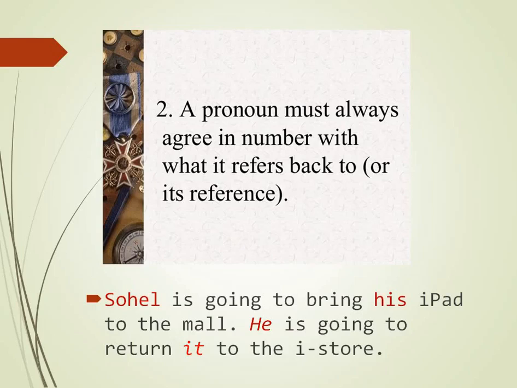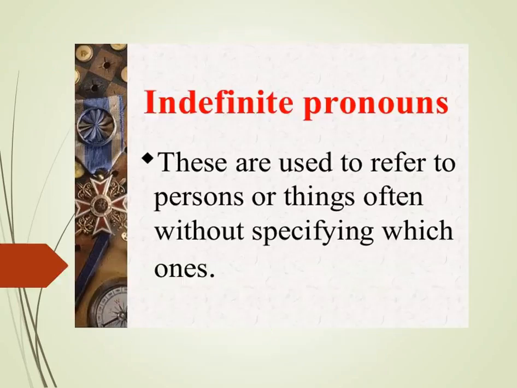The first sentence would be like this: Sohail is going to bring his iPad to the mall. The second sentence should be: He is going to return it to the iStore. In the second sentence, you do not need to say "his iPad" once again. So why do we use pronoun referencing? We use it in order to get rid of the boredom or repetition in speech. To remove the repetition, you have to use the correct placing of pronouns. Let's go to the next slide.